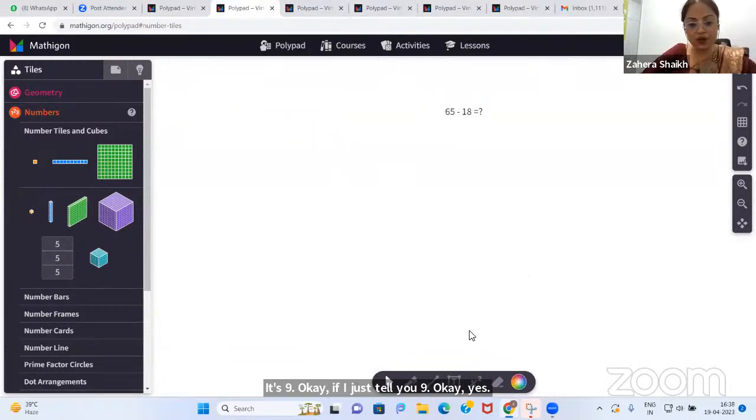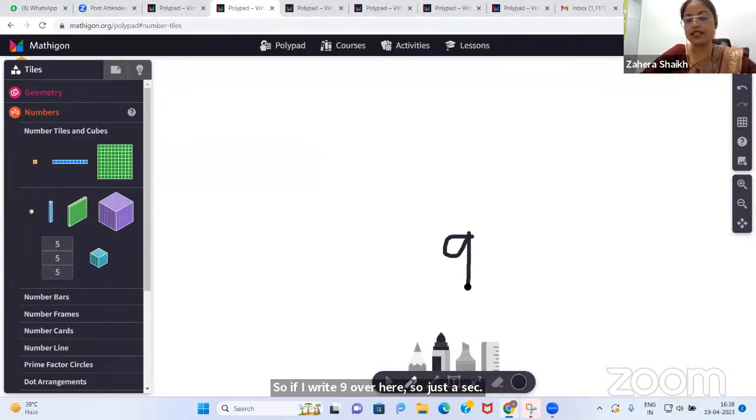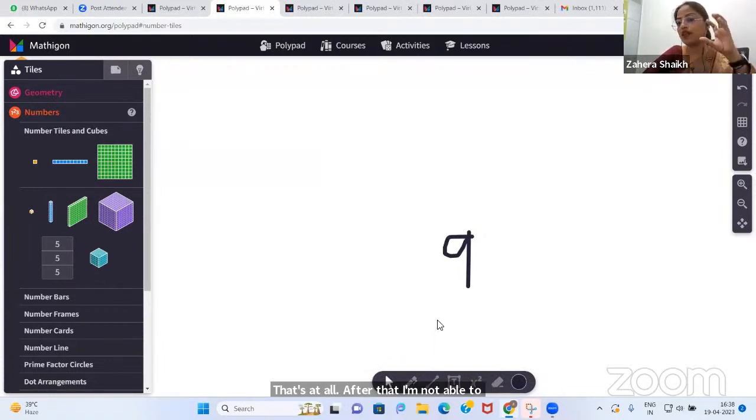So if I write 9 over here, what do we have to say about this 9? I don't have anything to visualize. I do not have anything to talk about this number. I just say 9, there are 9 fruits, or 9 toffees, 9 chocolates, 9 pencils. That's all. After that, I'm not able to make any connection or any relation in this 9. I don't have any sense of this number. I cannot visualize this number.